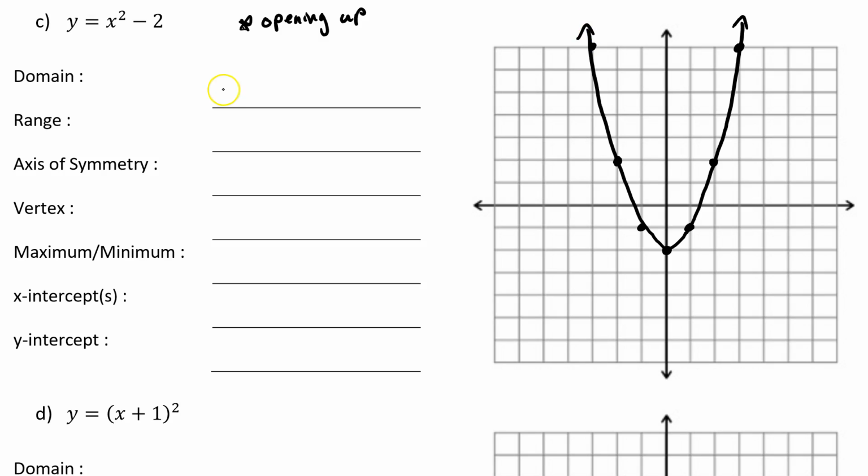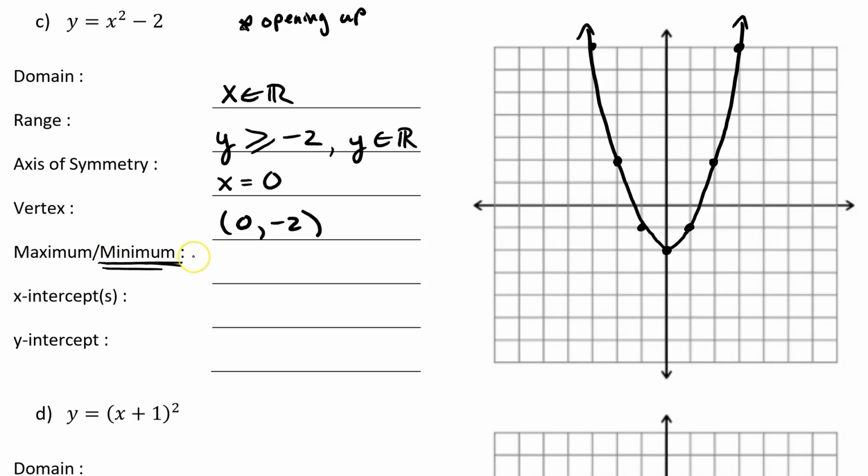So the domain is always going to be x is an element of the reals. We're saying range y is greater than or equal to negative 2, y is an element of the reals. The axis of symmetry, we're not moving left or right, so it's still x equals 0. The vertex is going to be at 0, comma, negative 2. The maximum or minimum, we have a minimum because it opens up, and that is going to be at y equals negative 2.